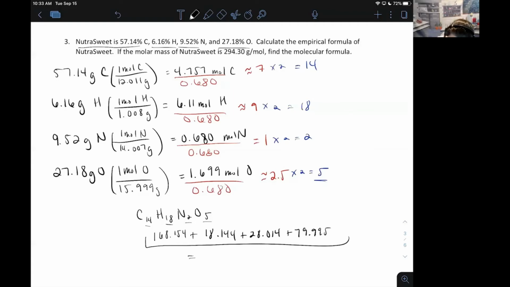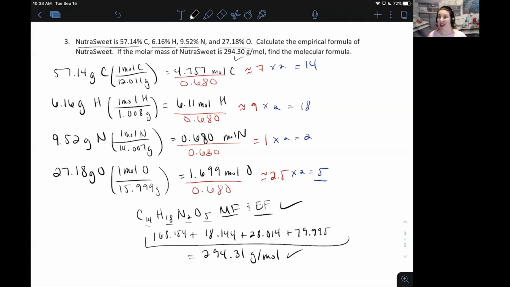And I get a value of 294.31 grams per mole, which tells me that my empirical formula and my molecular formula are the same. So this is the empirical formula and the molecular formula. Our molecular formula and our empirical formula for NutraSweet.